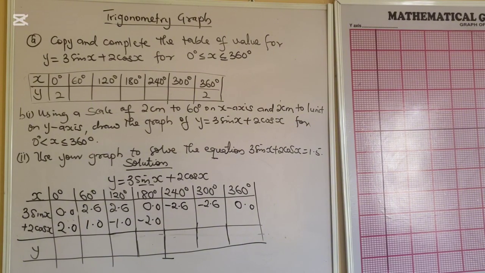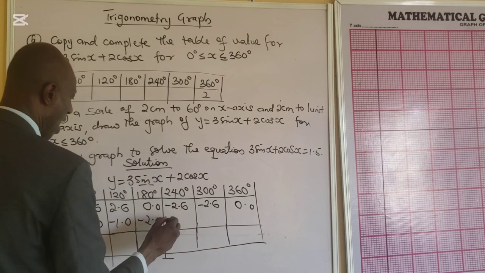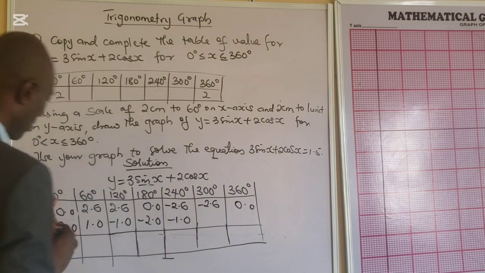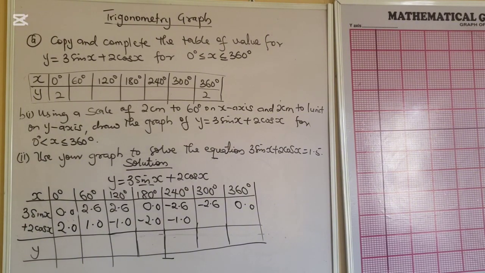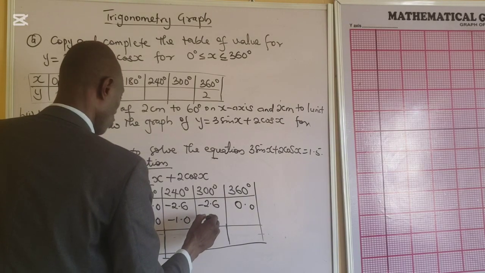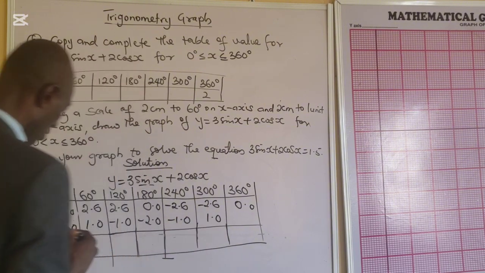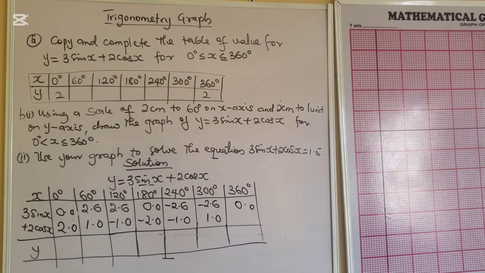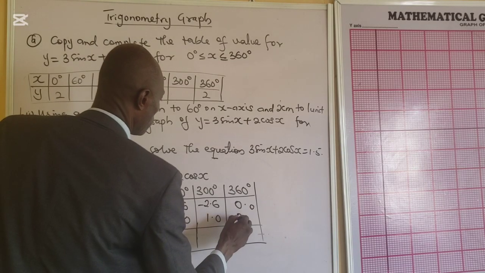2 cos 240 degree is minus 1.0. 2 cos 300 degree is minus 1. No, it's 1, sorry. It's 1.0, not minus 1. 2 cos 300 is 1. 2 cos 360 degree is 2.